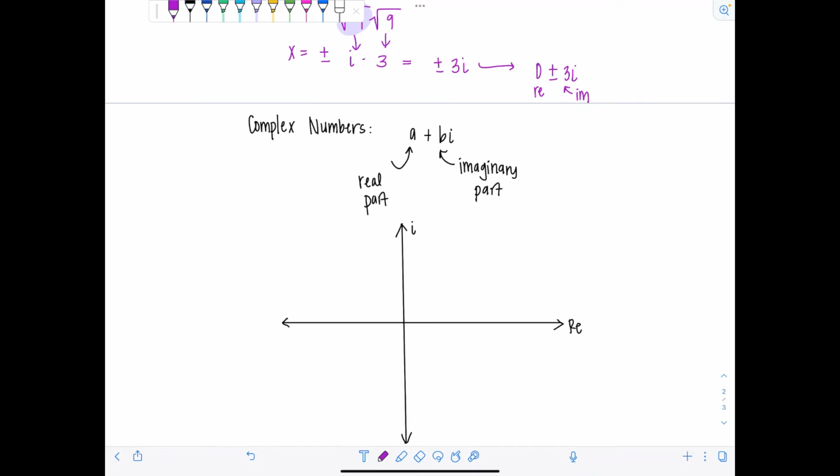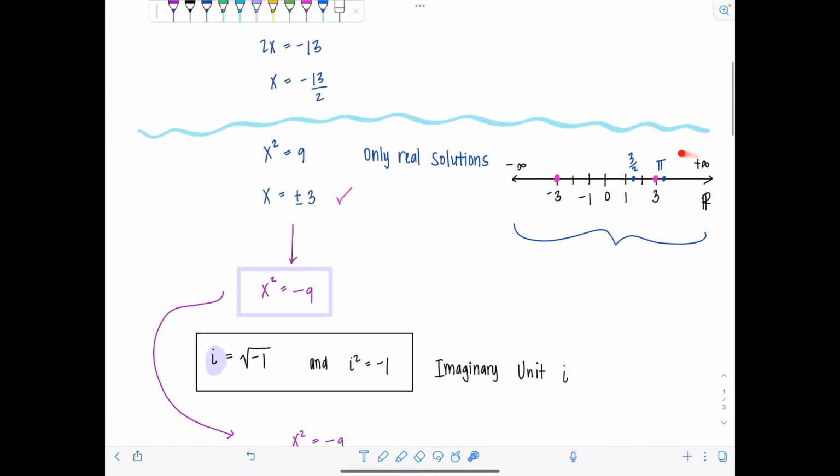How would you plot it? You would plot it at plus or minus 3 on the imaginary axis. So here's where 3i would be. And then negative 3i would be down here. All right. All your real numbers are here. This real number line is literally the same thing as the real number line we were looking at just a second ago. So now all we've done is introduce an imaginary axis right here, okay?